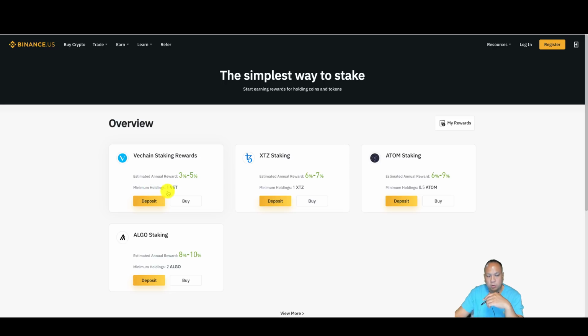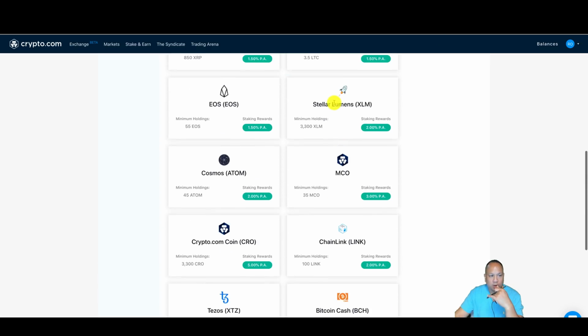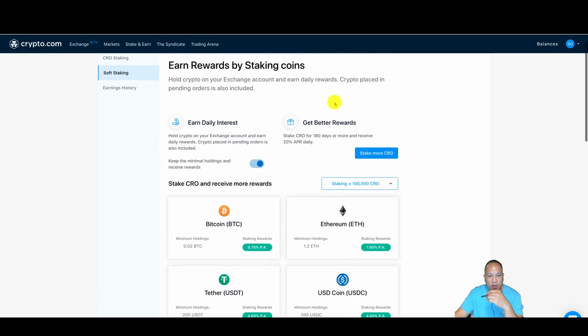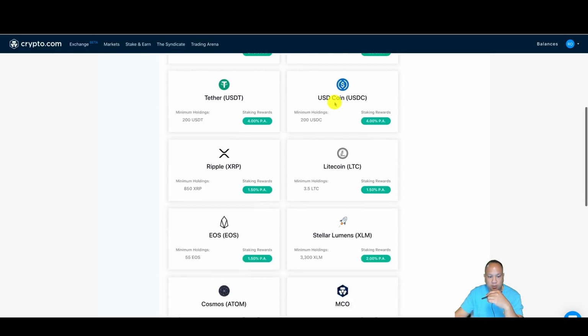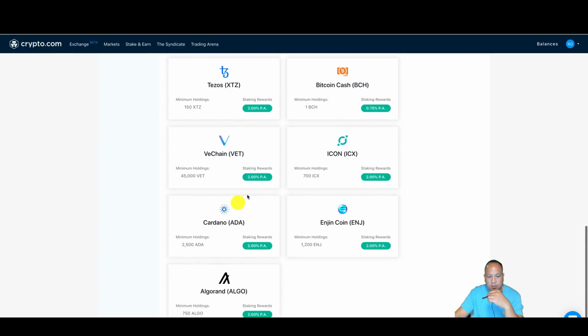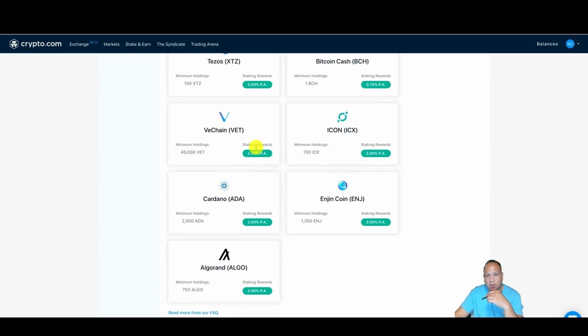And the minimum holding is only 1 VET. On other exchanges, sometimes you need a minimum of 40,000 or 70,000. So look, that's pretty good. Keep that in mind, 3 to 5% on Binance.us. Okay, now let's go to Crypto.com. Over here on Crypto.com, for soft staking, you have an annual percentage of 2% PA. Also take into consideration, you need a minimum of 45,000 VET.